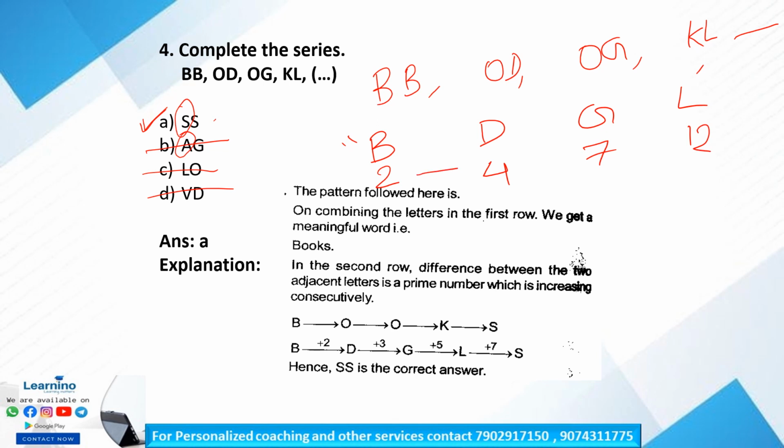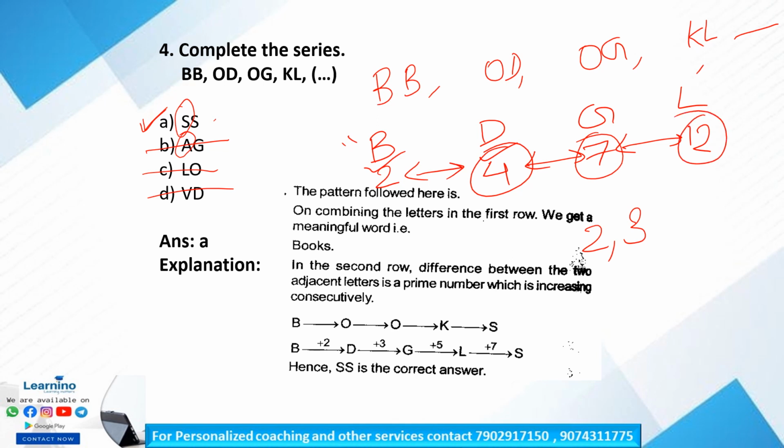Let us find out the relationship between these numbers first. What is the difference between 4 and 2? It is 2. 7 minus 4 is 3. 12 minus 7 is 5. So 4 minus 2 is 2, 7 minus 4 is 3, and 12 minus 7 is 5. So this is not an even number series, nor an odd number series.